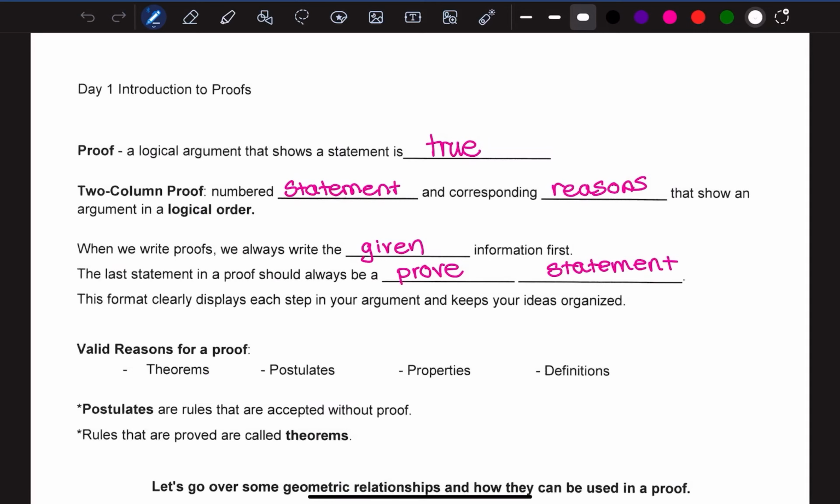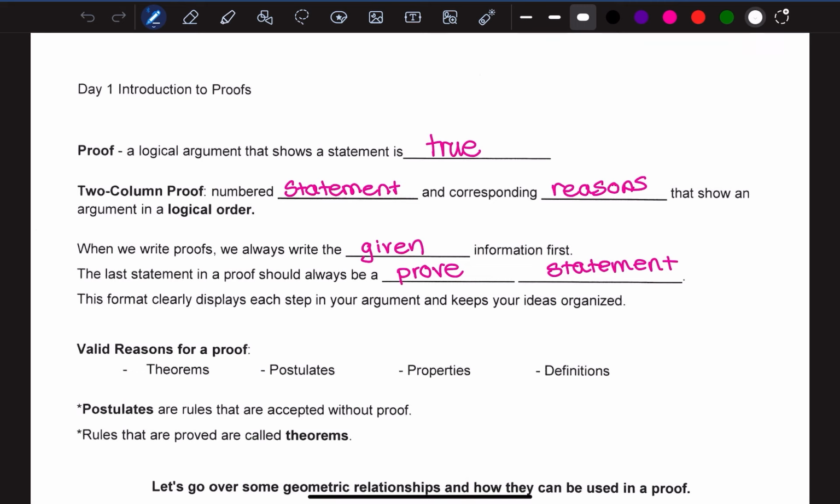So for Unit 2, it is called triangle congruence. We are going to be learning how to write mathematical proofs to prove that two triangles are congruent in this unit. So what is a proof? A proof is a logical argument that shows a statement is true.